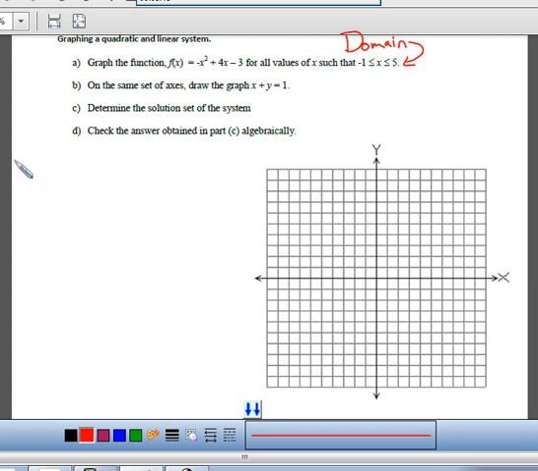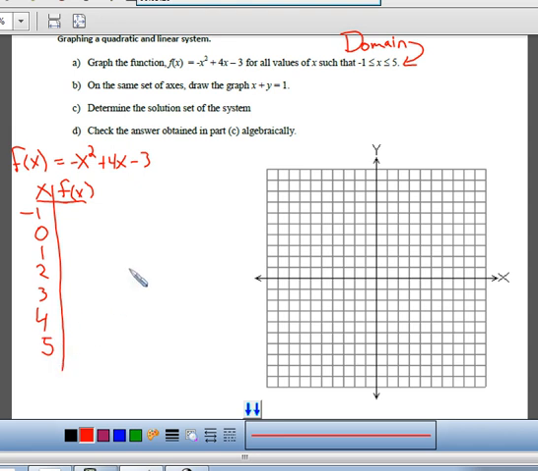So over here, I'm going to write my f of x equals negative x squared plus 4x minus 3. This is my quadratic, x and f of x, or y if you want. Now I know my domain, my x values are going to go from negative 1 up to 5.